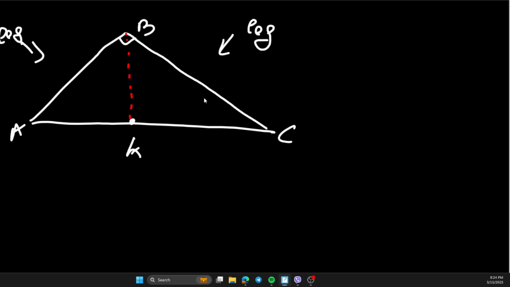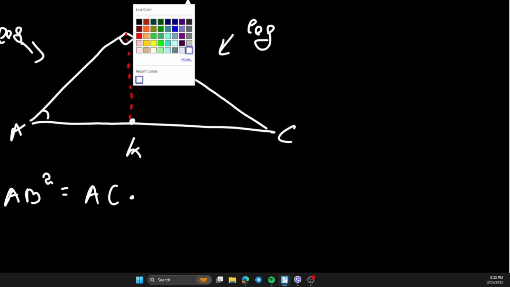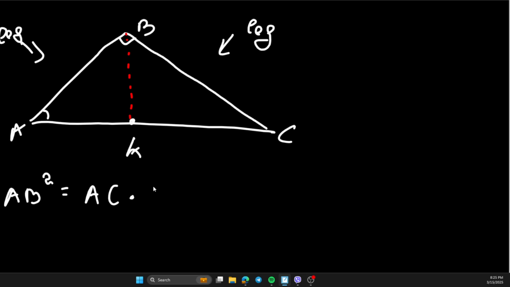So if you want to find the leg, in our case, let's say AB. AB to the second power is going to be equal to the whole hypotenuse, which is AC, times its projection on the hypotenuse. What does projection mean? Think about AB as being like a pencil, and you're holding it on the table at this angle. Now, that pencil is going to form a shadow on the table. That shadow on the table is basically AK. That's called a projection. So AB squared equals the whole hypotenuse times its projection, which is AK.